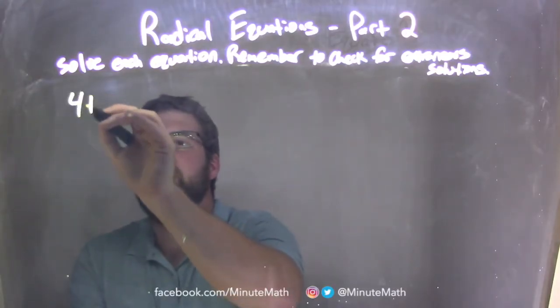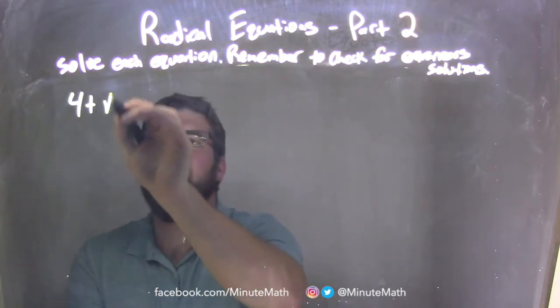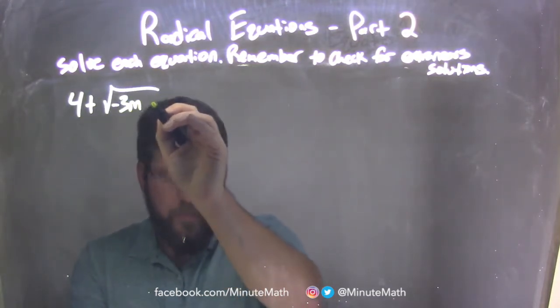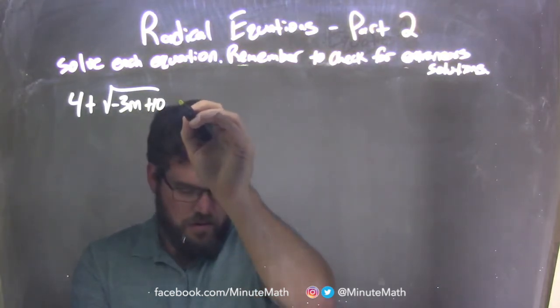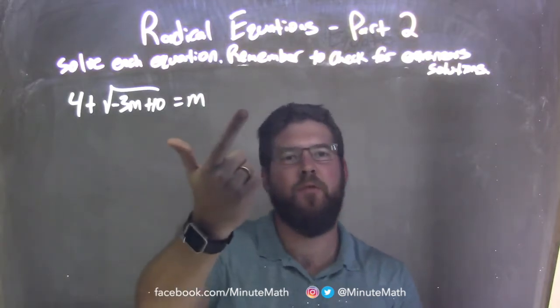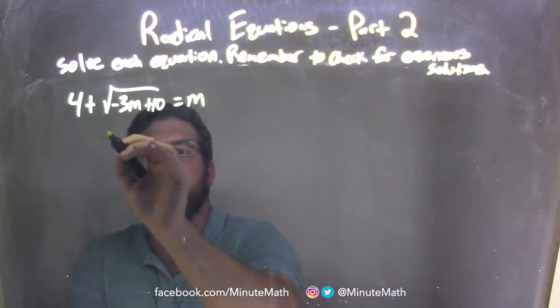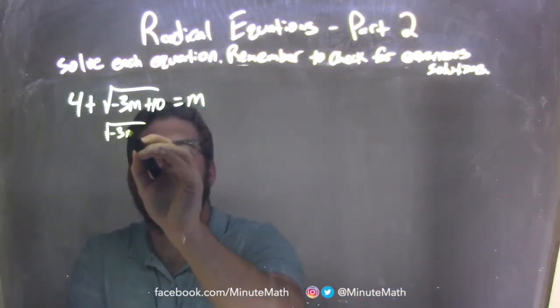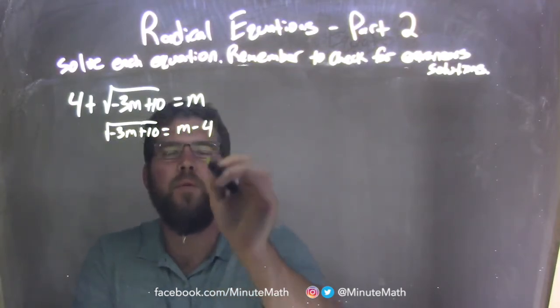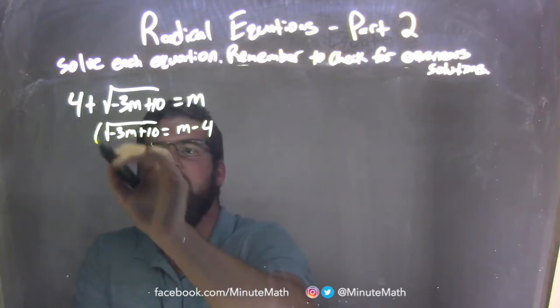4 plus the square root of negative 3m plus 10 equals m. Well, first thing is I need to bring that 4 over to the right to isolate the radical. So we have the square root of negative 3m plus 10 here. Subtract the 4 equals m minus 4. Then from there, I need to square both sides.